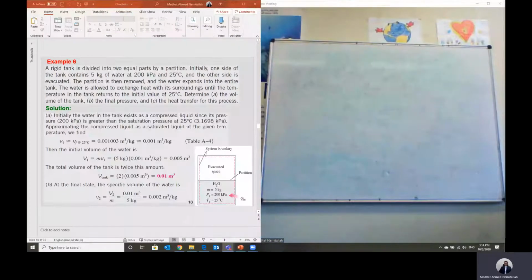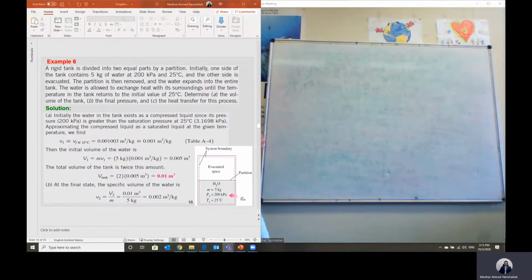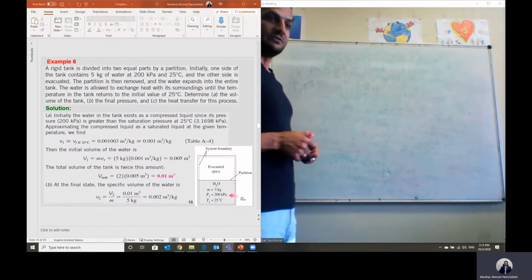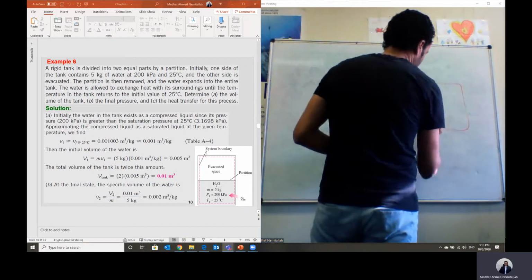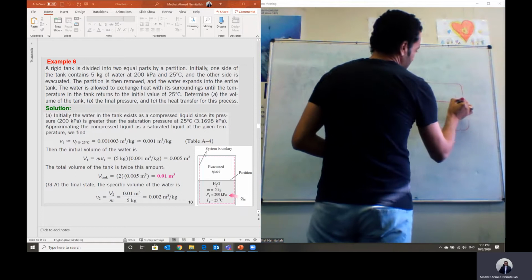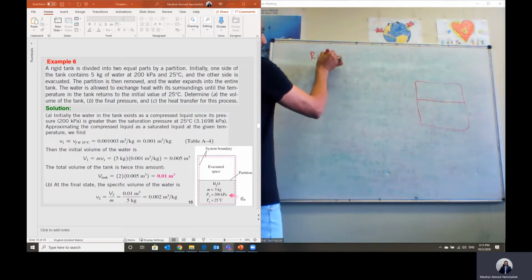Let's continue solving some problems on the application of the first law of thermodynamics for a closed system. Here is example number 6. We have a rigid tank that is divided into two equal partitions. So we have a rigid tank, just divided into two rigid equal partitions. So the volume is divided by half, and this is a rigid tank.